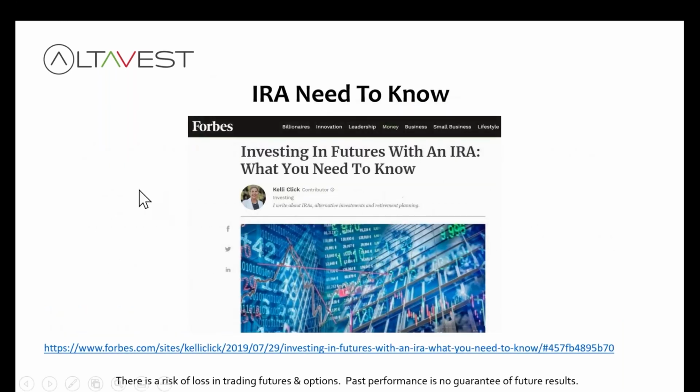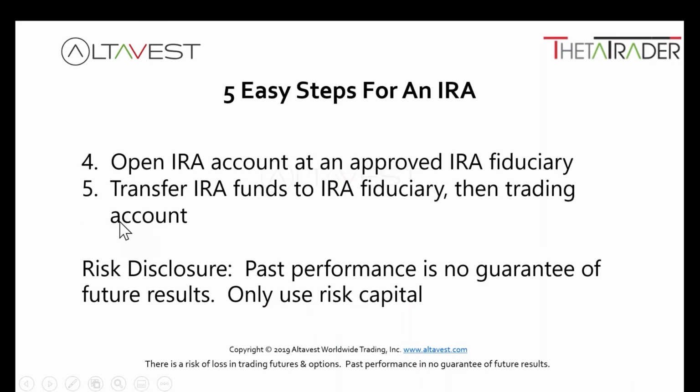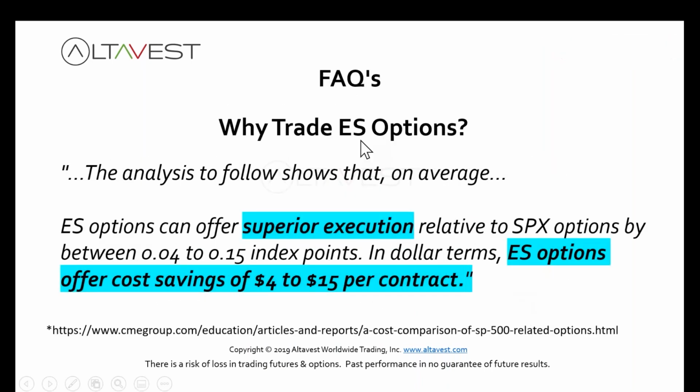So here's what you would need to know. I just did a quick outline, but we're not going to go into it. There are basically 3 steps here, 5 steps total. And the point is, we can do IRAs. We do them every week, absolutely. Why trade ES options?